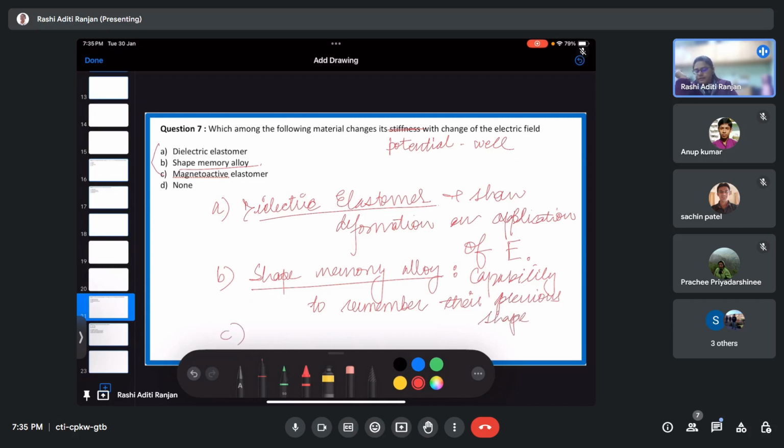And magnetoactive elastomers, in analogy to the dielectric elastomer, are elastomers that show deformation on the application of a magnetic field. Okay, and you can get an idea about magnetoactive elastomers from MR fluids as well. MR fluids are used as adaptive dampers in automobiles. Likewise, magnetoactive elastomers can also work as adaptive vibration dampers.